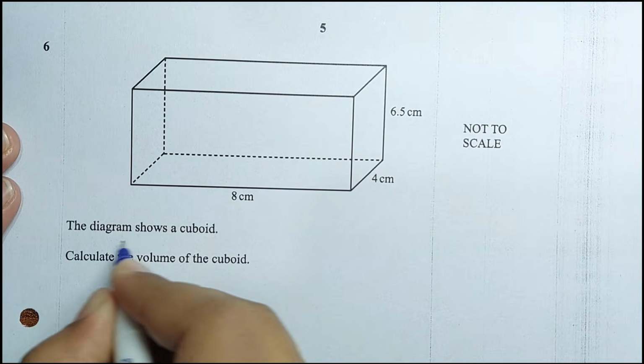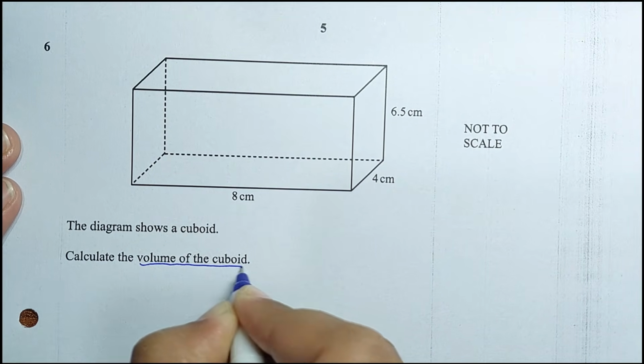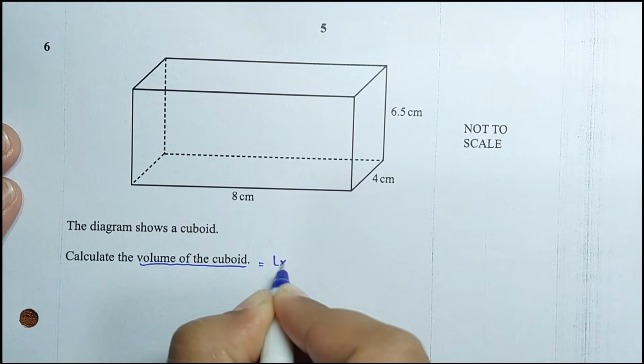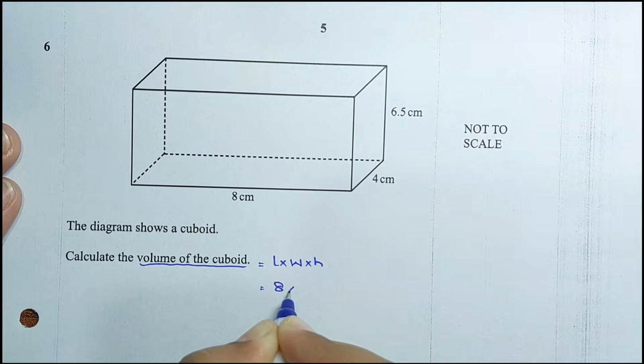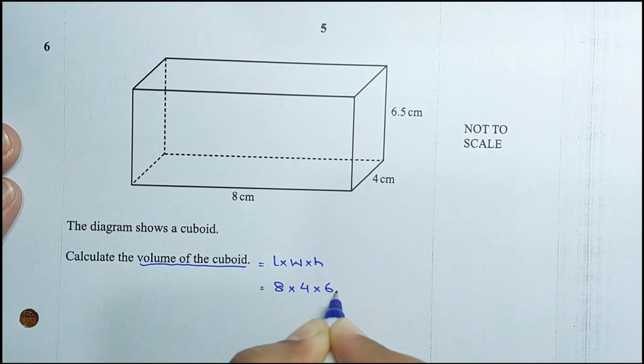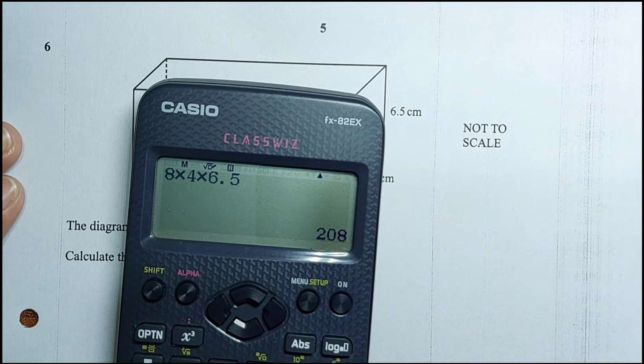Question number 6. The diagram shows a cuboid. Calculate the volume of the cuboid. So the volume of a cuboid is length times width times height. The length is 8, width is 4, and the height is 6.5. You will get the volume in centimeter cubed. 8 times 4 times 6.5 is 208 centimeter cubed.